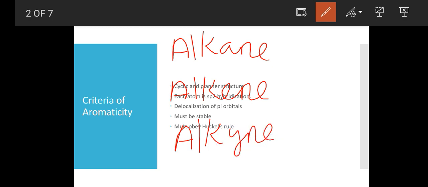A compound which has only C single bonds will be an alkane, one having a double bond is an alkene, and a triple bond means it is an alkyne. Let us see some simple examples for alkane, alkene and alkyne.